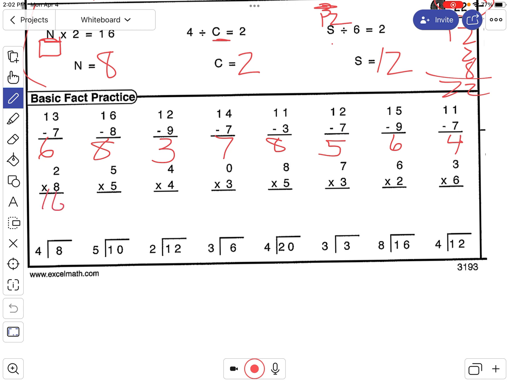Multiplication, 2 times 8 is 16, 5 times 5 is 25, 4 times 4 is 16, 0 times 3 is 0, 8 times 5 is 40, 7 times 3 is 21, 6 times 2 is 12, 6 times 3 is 18, 4 times 2 is 8, 5 times 2 is 10, 2 times 6 is 12, 3 times 2 is 6, 4 times 5 is 20, 3 times 1 is 3, 8 times 2 is 16, and 4 times 3 is 12.